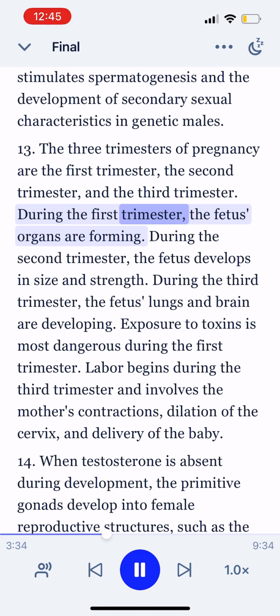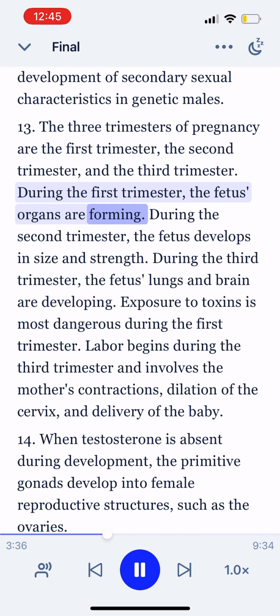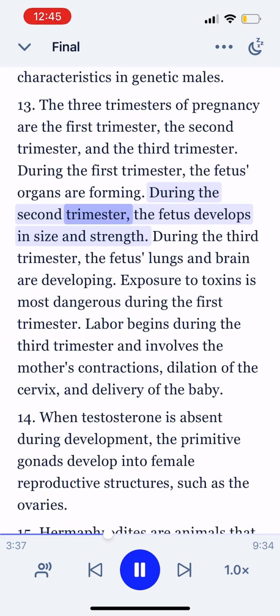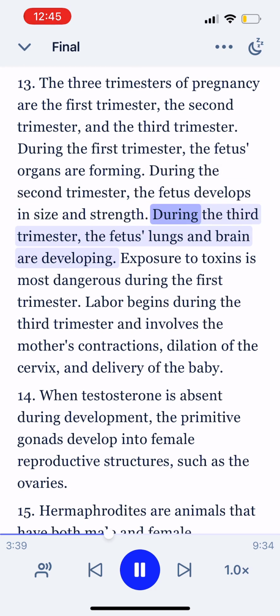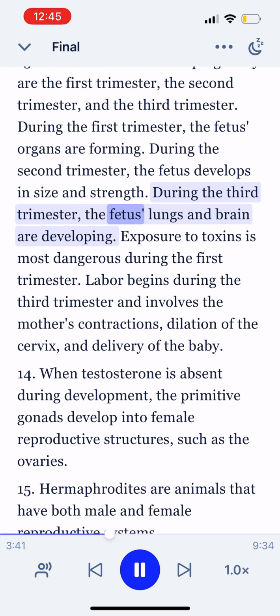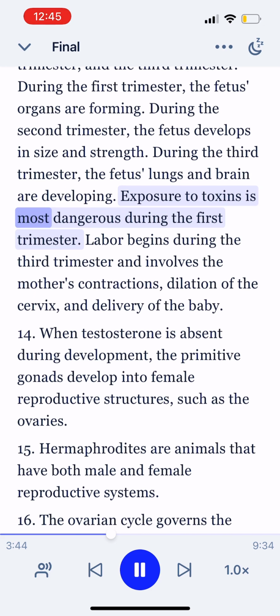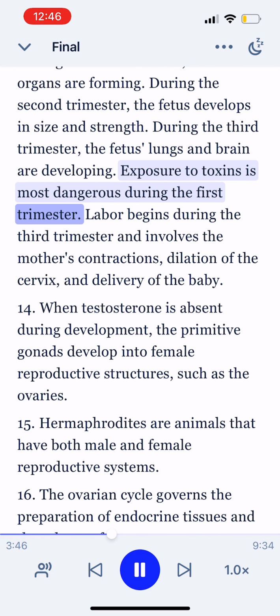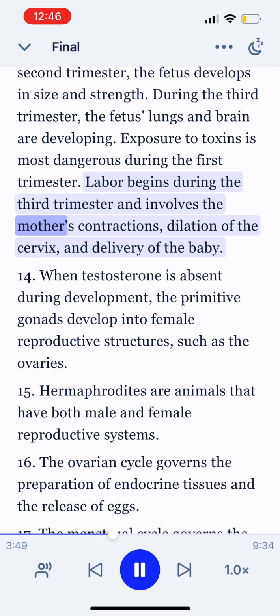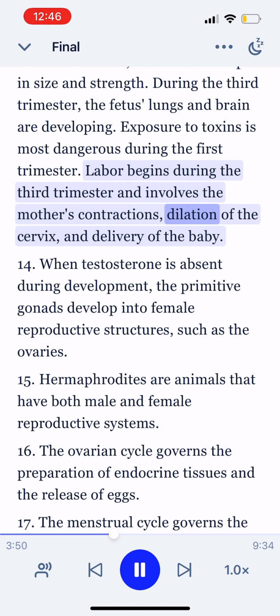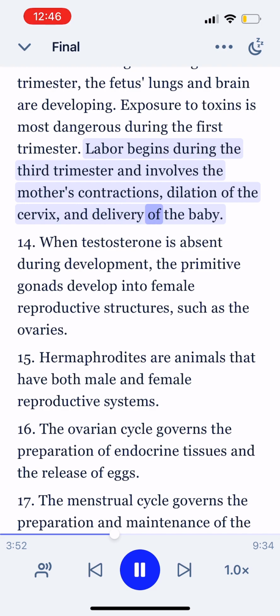During the first trimester, the fetus's organs are forming. During the second trimester, the fetus develops in size and strength. During the third trimester, the fetus's lungs and brain are developing. Exposure to toxins is most dangerous during the first trimester. Labor begins during the third trimester and involves the mother's contractions, dilation of the cervix, and delivery of the baby.